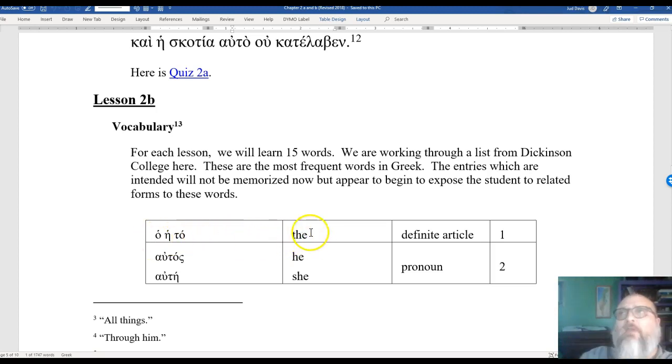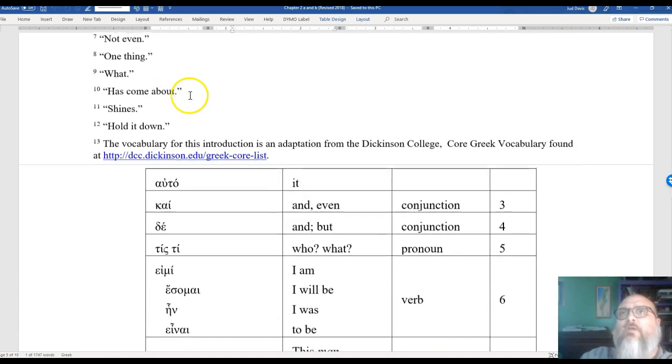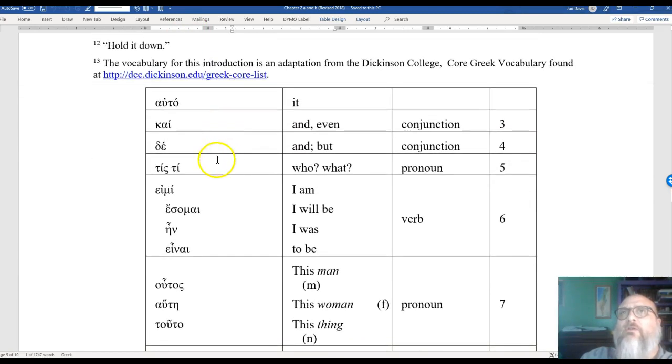So this is the word "the" in Greek. This is the pronoun he, she, or it in Greek. And notice those are just the standard endings. This is the word kai, and. This is the word "on the other hand," or you can do "and" or "but." Tis is who or what, question mark. This is the word I am. This is the word I was or it was.